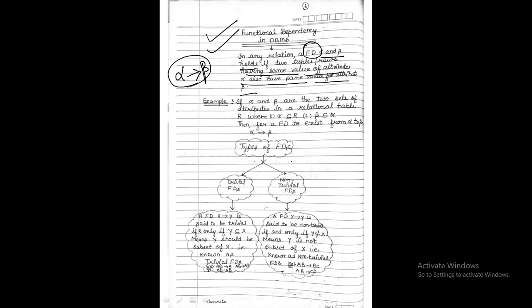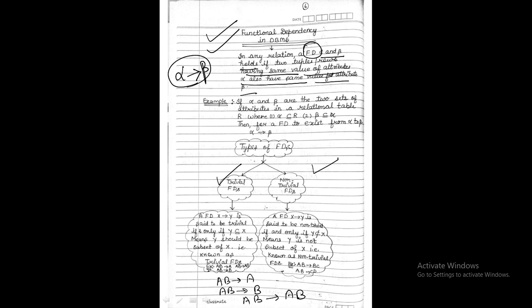There are two types of functional dependency: trivial functional dependency and non-trivial functional dependency. A functional dependency X implies Y is said to be trivial if and only if Y is a subset of X. That is known as a trivial functional dependency. For example, AB implies A, AB implies B, and AB implies AB. This is a trivial functional dependency.